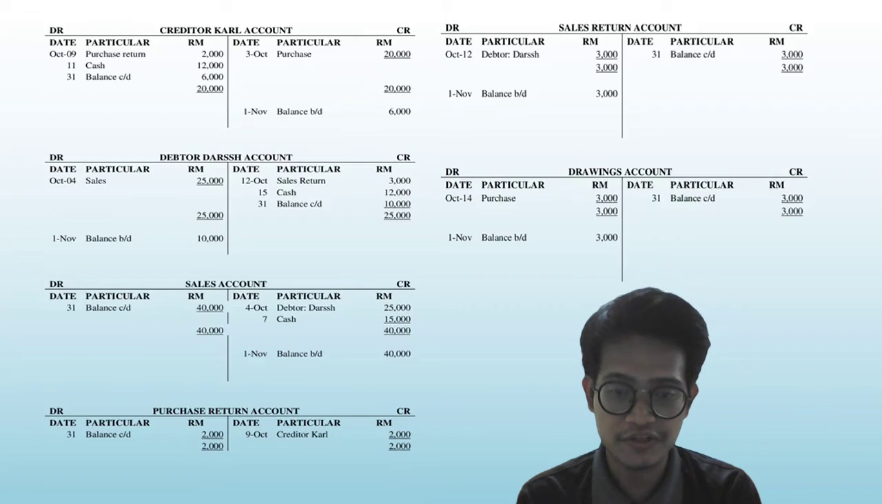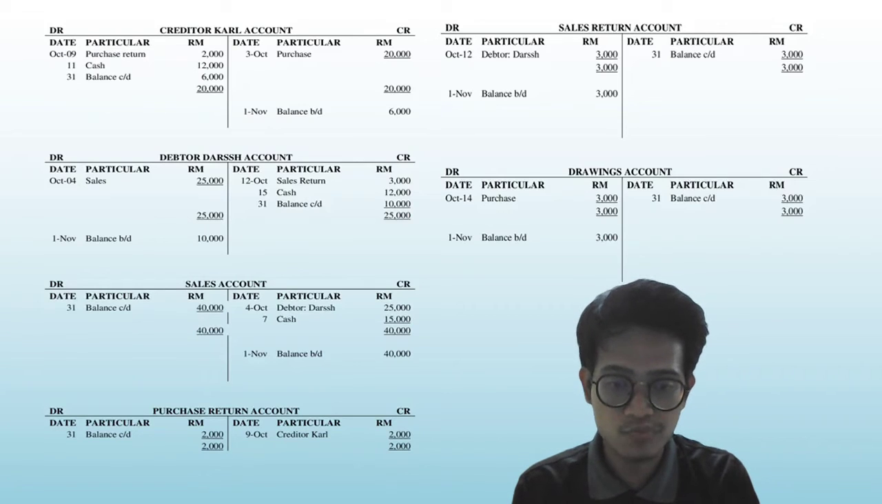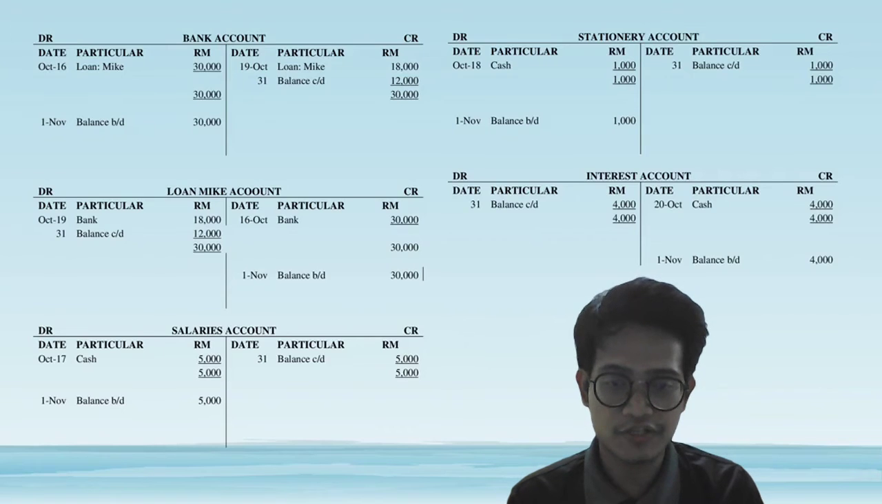For the purchase return account, the total of balance BD is 2,000. For the furniture account, the total of balance BD is 15,000. For the sales return account, the total of balance BD is 3,000. For the drawings account, the total of balance BD is 3,000. For the bank account, the total of balance BD is 30,000. For the loan mic account, the total of balance BD is 30,000.